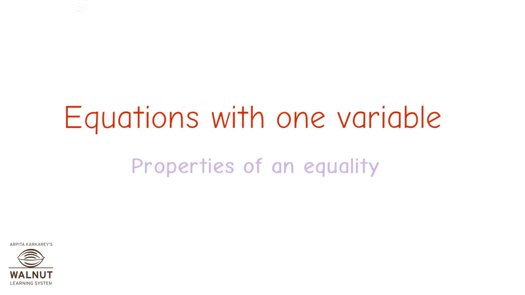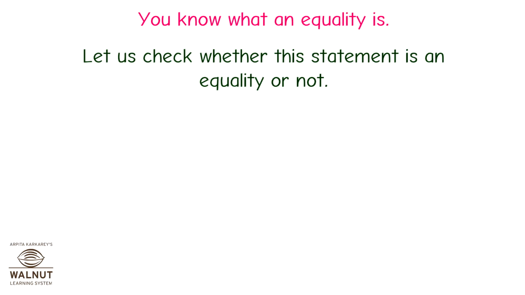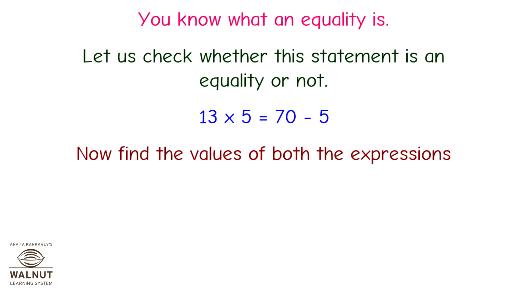Equations with one variable, properties of an equality. You know what an equality is. Let us check whether this statement is an equality or not. 13 multiplied by 5 is equal to 70 minus 5. Now, find the values of both the expressions. 13 multiplied by 5 is equal to 65 and 70 minus 5 is equal to 65.